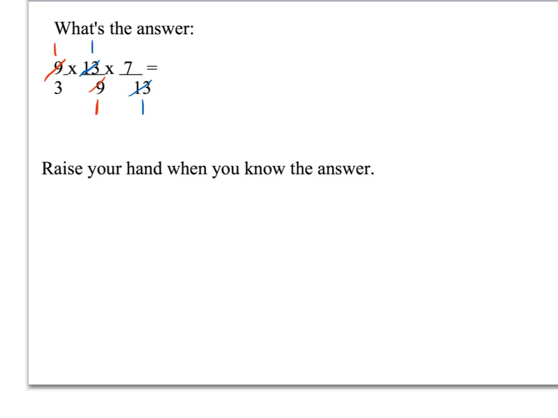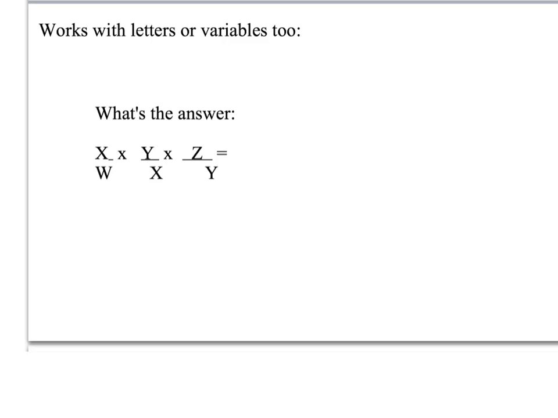Now if I take a look at what I have, in the numerator, I've got 1 times 1 times 7, and 1 times 1 times 7 is 7. In the denominator, I have 3 times 1 times 1, and 3 times 1 times 1 equals 3. So my answer is 7 over 3.